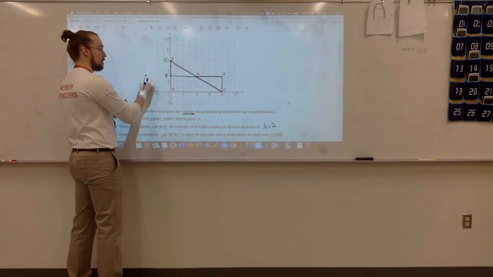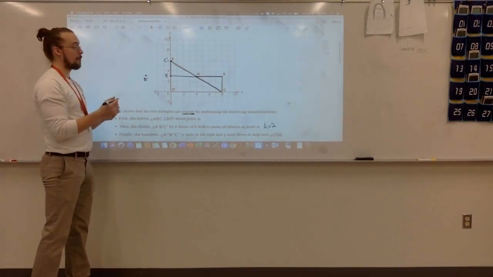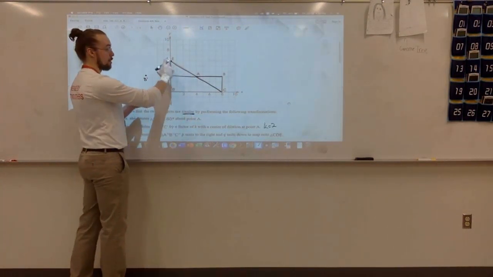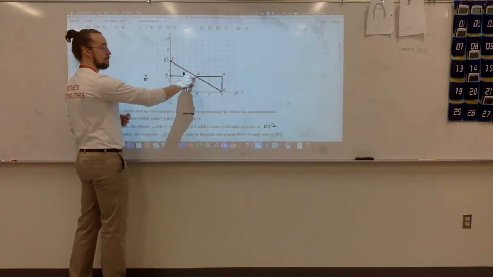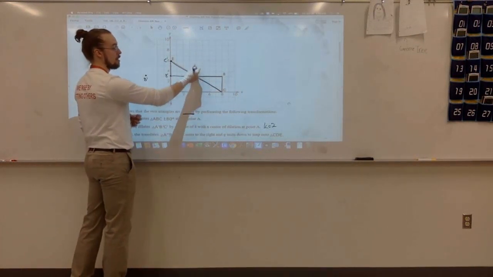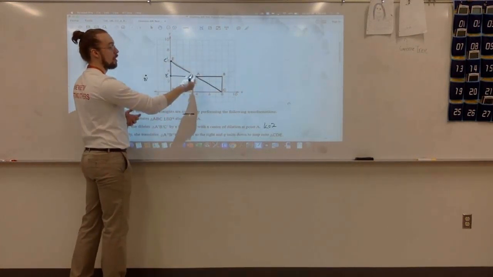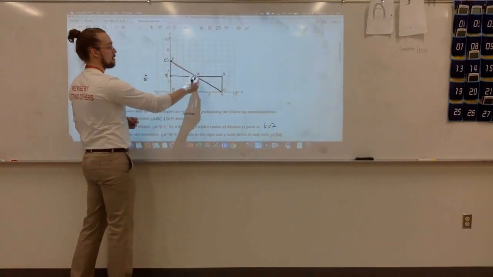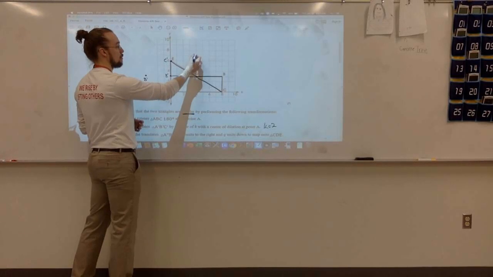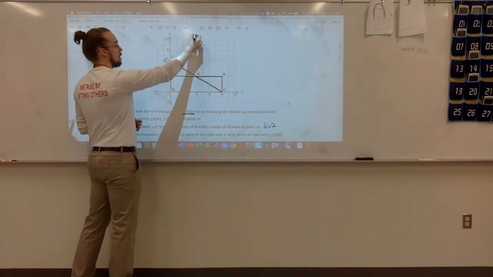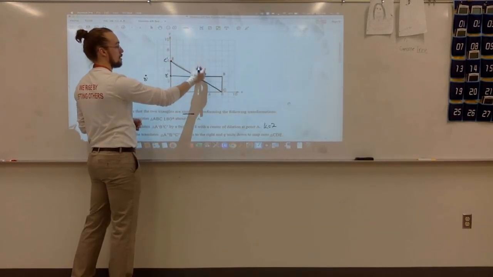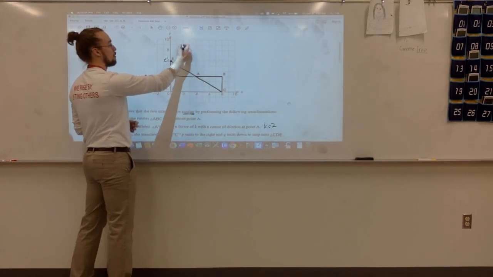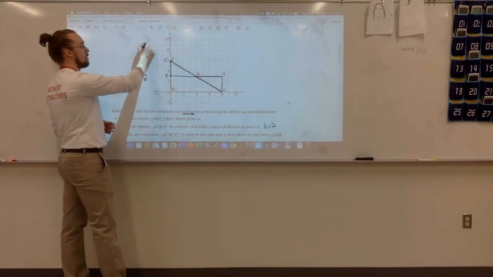Then I'm going to do the same thing for C prime. From A, I'm going up 3, left 4. So I'm going to double those: up 6, left 8. So up 1, 2, 3, 4, 5, 6, 7. Whoops, up 6, left 8.